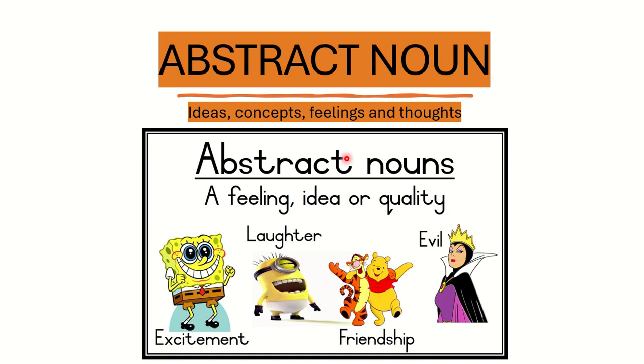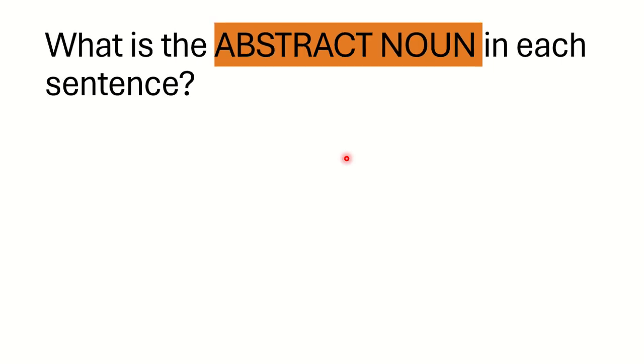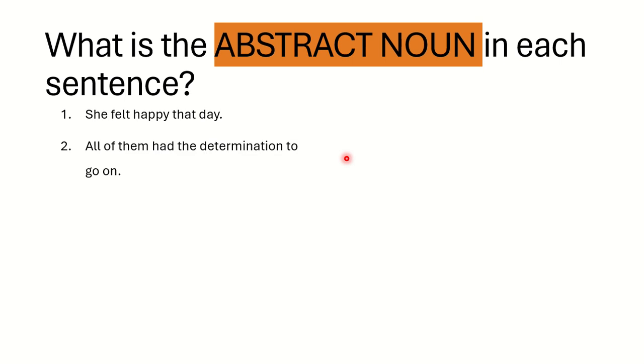An abstract noun can also be a belief that someone holds. For example, like religion. Let us now test our knowledge on abstract nouns. What is the abstract noun in each sentence? Keep in mind that an abstract noun is a feeling, a concept, a belief, or an idea or quality that someone may have.